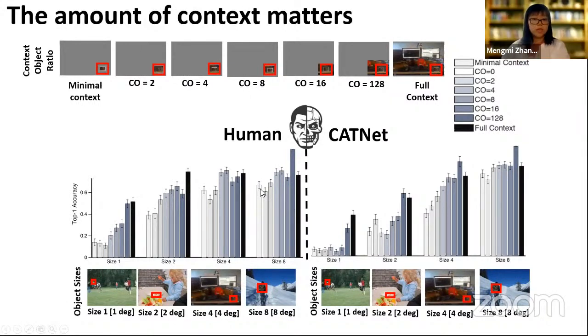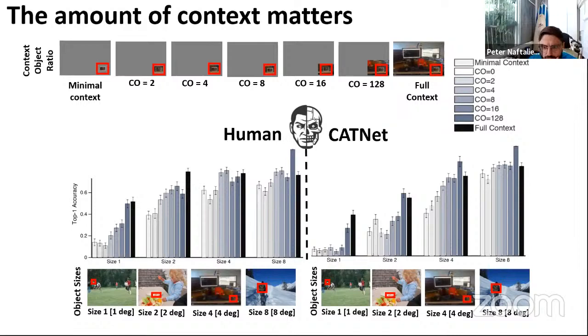Never mind. So if you're comparing size 8 of humans versus the model, it seems like the CRTNet performed, in general, the groups of bars here are much higher than the groups of bars for humans. When the CO ratio is lower, when there's not full context. The opposite, when the CO ratio is, yeah, that's correct. Okay, so if there's less context, the machine can recognize better.